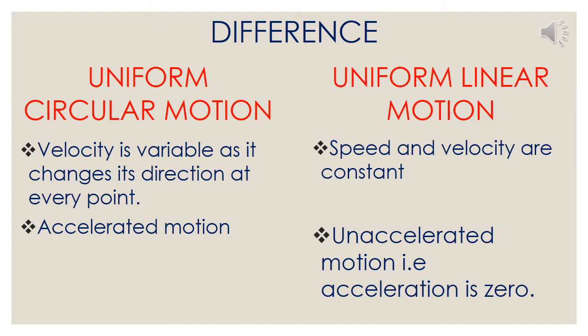Whereas, in the case of uniform linear motion, speed and velocity are constant, as the motion is in the same straight line in the same direction. So, no variation in the direction, hence speed and velocity are the same. Since there is no change in the velocity, hence it is an unaccelerated motion. That is, the acceleration is zero for uniform linear motion.